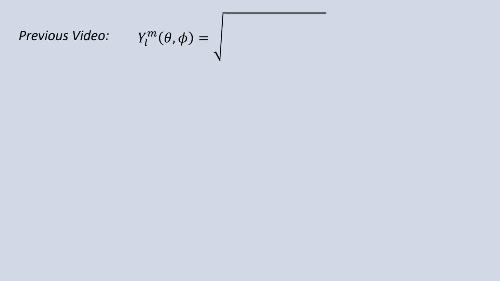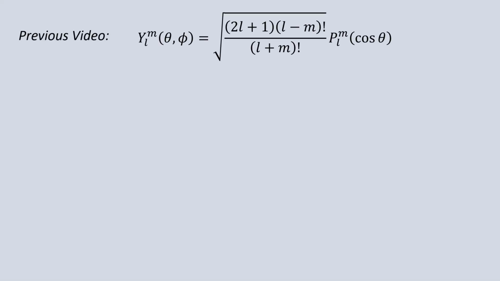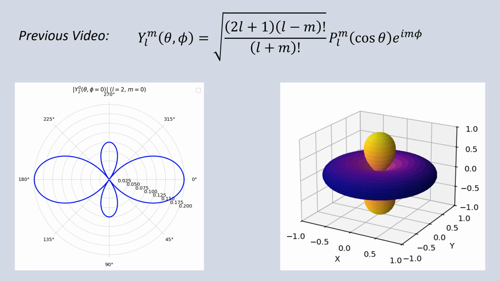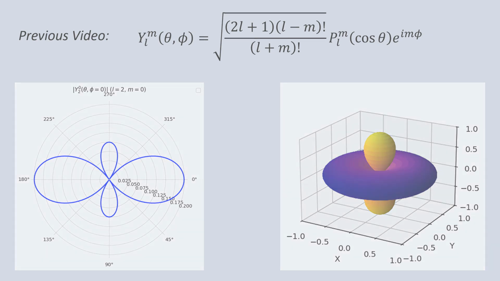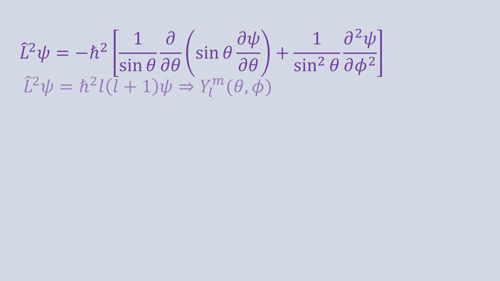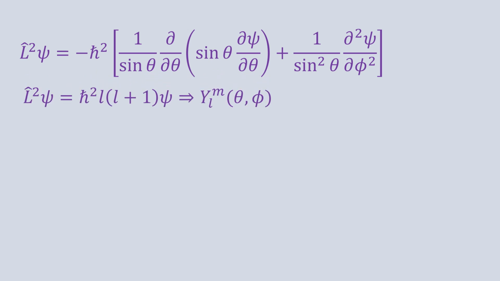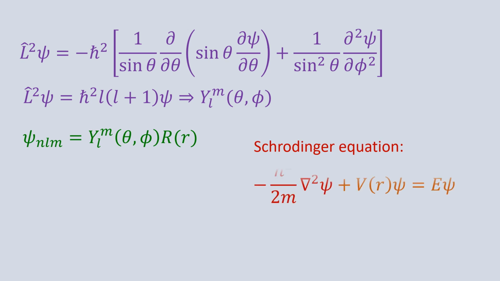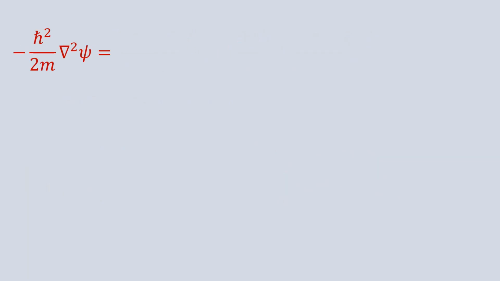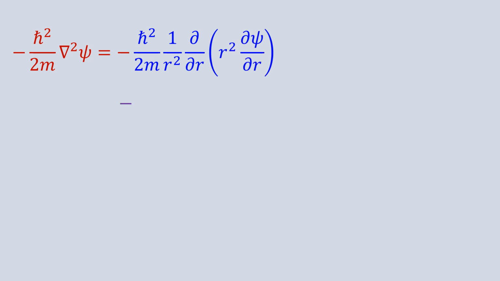In the previous video, we already derived the spherical harmonics. It is the angular solution of the hydrogen atom wave function. From the eigenvalue problem of L squared, we could obtain the spherical harmonics Y, which is the angular solution to the wave function. The remaining part is the radial solution capital R, and in this video, we are going to derive it. Let us start by simplifying the kinetic energy operator.